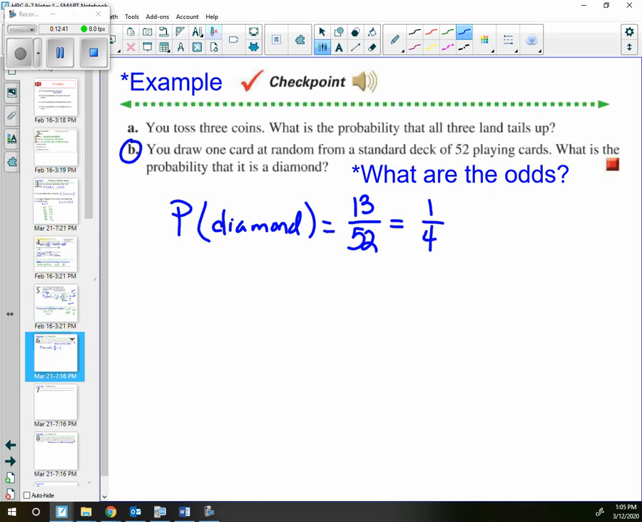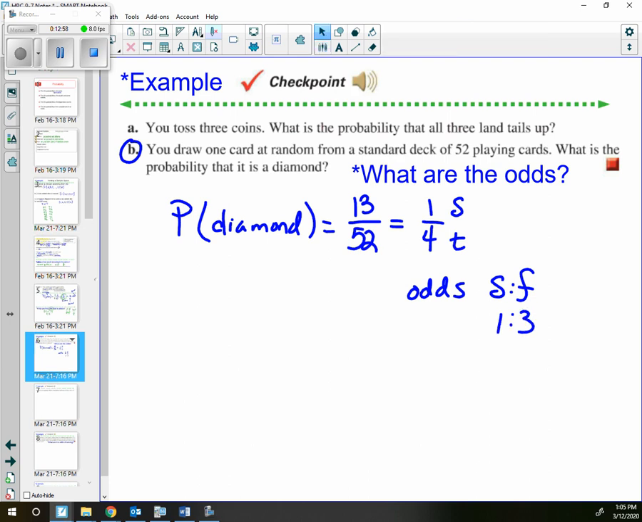What are the odds then? Remember that's success to total. So the odds then are going to be success to fails. So if I'm playing 4 times and I lose once, or I win once, I should say, I'm going to lose 3 times. So that would be 1 to 3. So you can always figure out odds if we have probability. So we're looking at how likely is it that something happens.